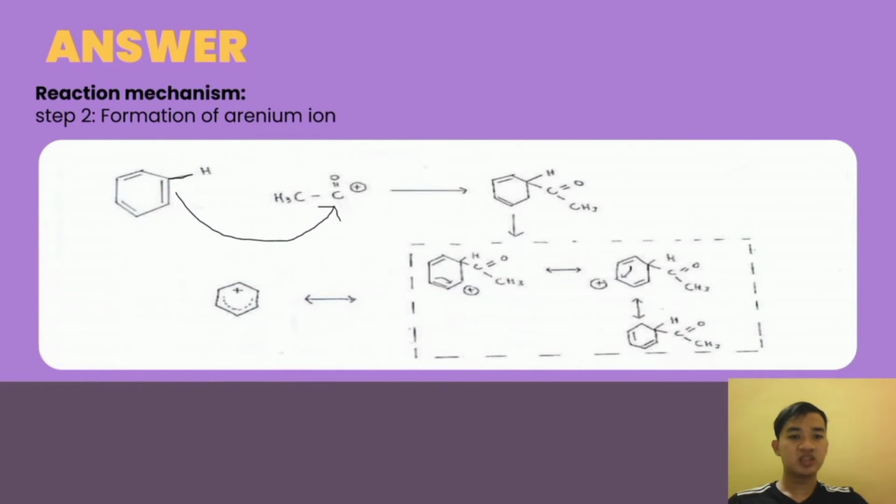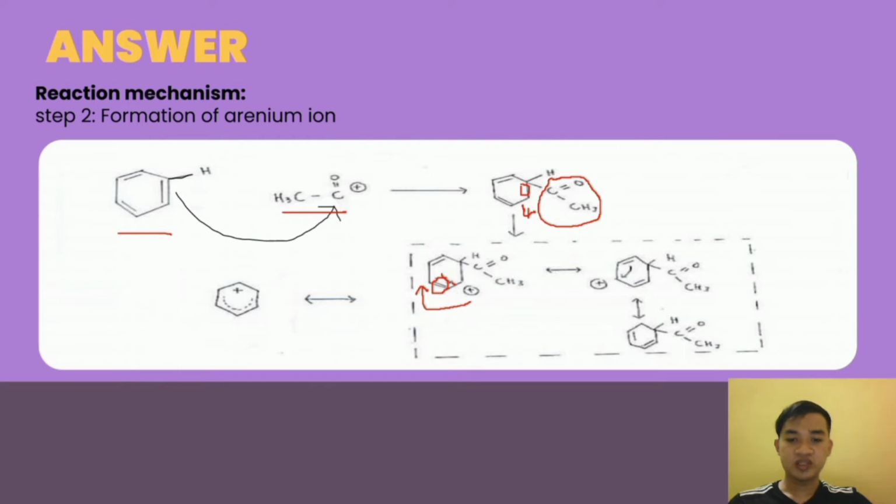Step 2, formation of the arenium ion. This structure will react with the acylium ion, so the acylium will attack the nucleophilic site. The double bond here will be removed, and the acylium will attach here because it gets 2 electrons, and the positive charge will be here because it loses 2 electrons. Next, the double bond here will give the electron to here, and the positive charge will be moved to there, and it will be like this.